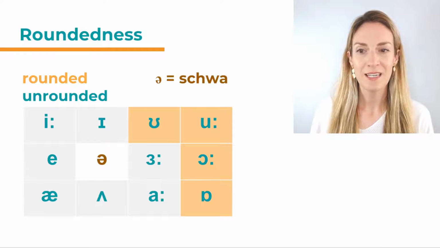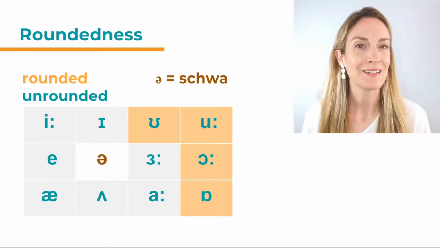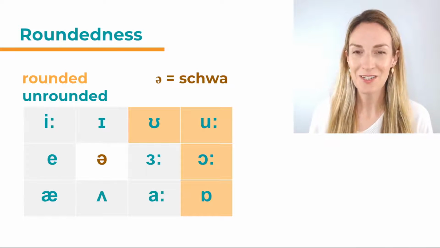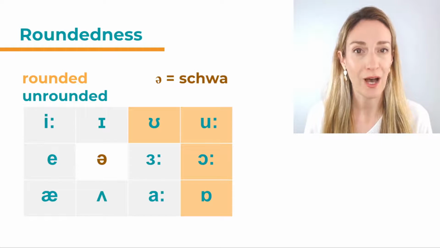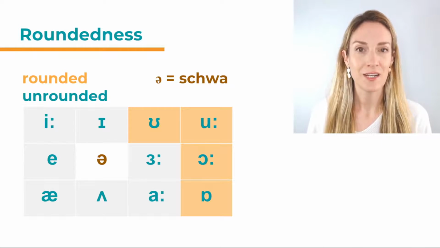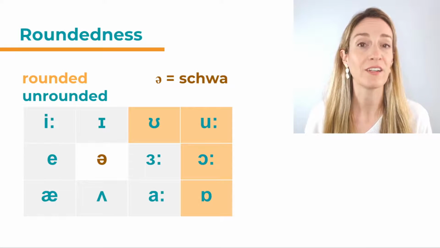And the ones in the gray boxes are all unrounded. Now there's one in a white box in the middle, and if you know anything about English pronunciation and phonology, you know this one. This is the schwa sound. It is the central vowel sound, and so we can't really say it's rounded or unrounded because it's just in the middle. You relax everything and you just make a very short sound.